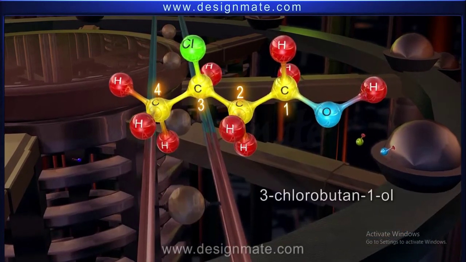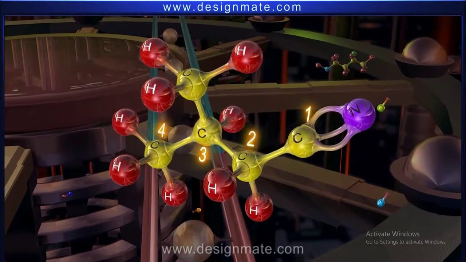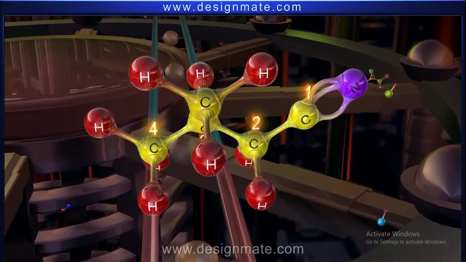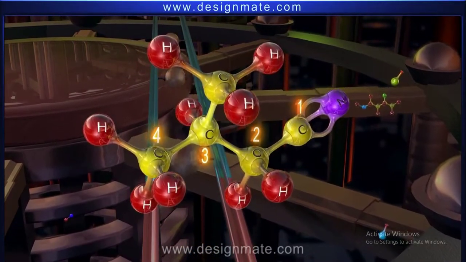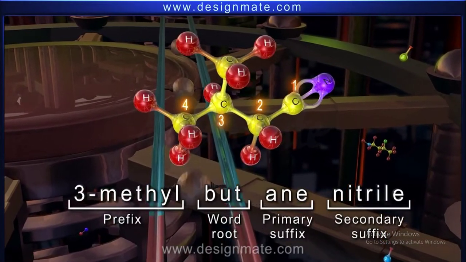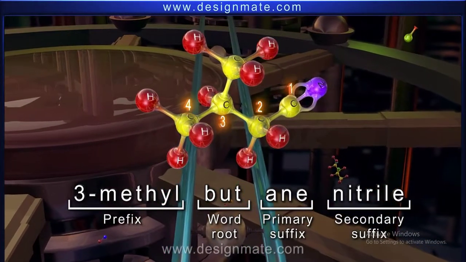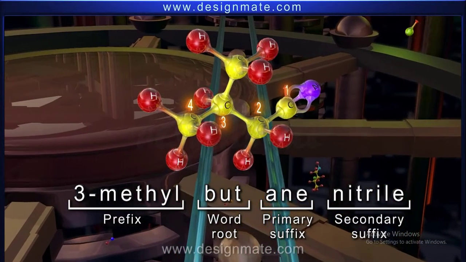Hence, this compound is named as 3-chlorobutane-1-ol. At the end, let's apply the fourth step of IUPAC nomenclature we studied to name the given compound. It is 3-methyl-butane-nitrile, which can be shown as a combination of the segments that we have just learned.